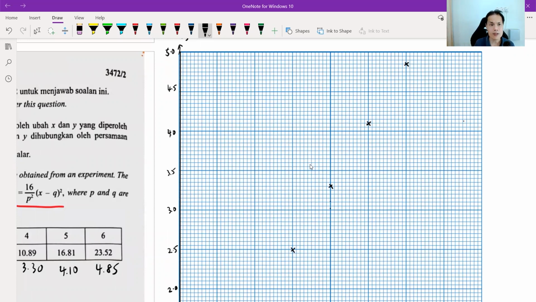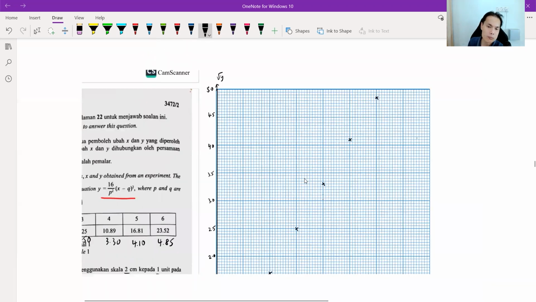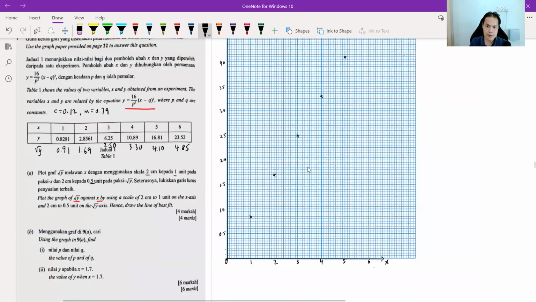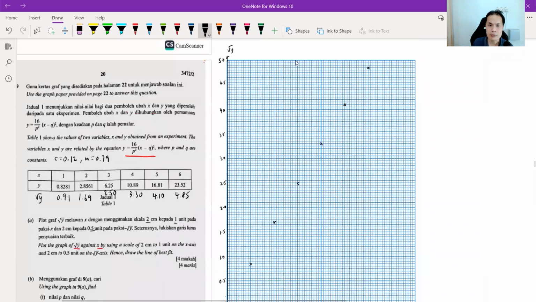Now remember, one small box is 0.5. So I moved down 3 small boxes because you need to minus 0.15 from 5. So I've got the points all done. Next, we need to plot the line of best fit. Use a ruler, but here I have to use this line tool.